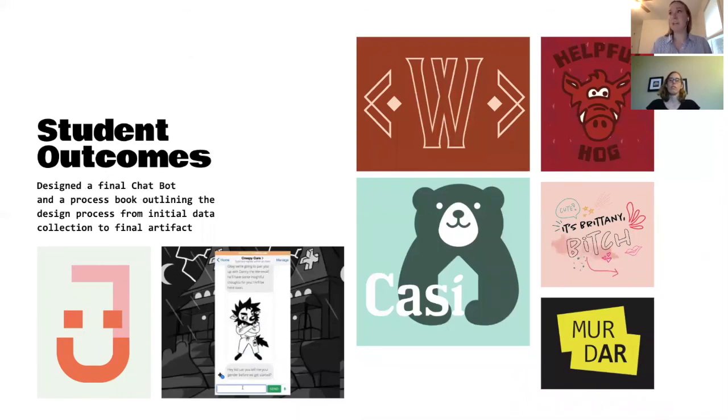Winifred was the workplace equity bot, the helpful hog, your virtual assistant to all things University of Arkansas. Creepy Care was a bot that navigates you through dangerous situations. Brittany, a virtual assistant for nosy parents. Jubilee, a chatbot to help you get offline. Murdar, a chatbot dedicated to all things murder in Arkansas. And finally, Cassie, a virtual assistant for immigrants moving to the immediate area.